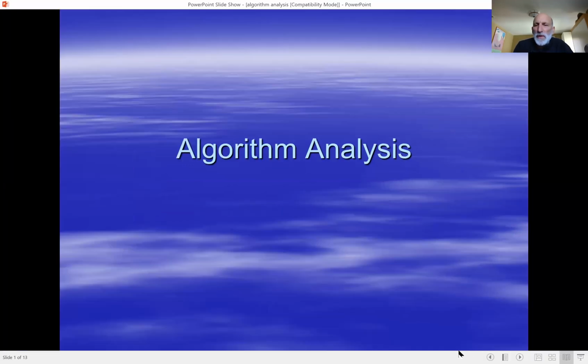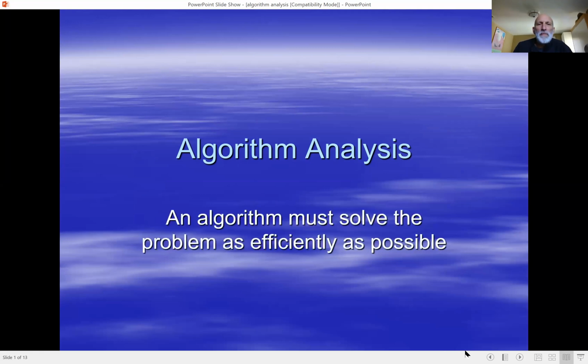So the whole subject of algorithm analysis relies a lot on mathematics. So we're not going to go into too much math here, but there will be times when there is a little bit. An algorithm has to solve a problem. An algorithm is just a way of solving a problem, and it should solve it efficiently.